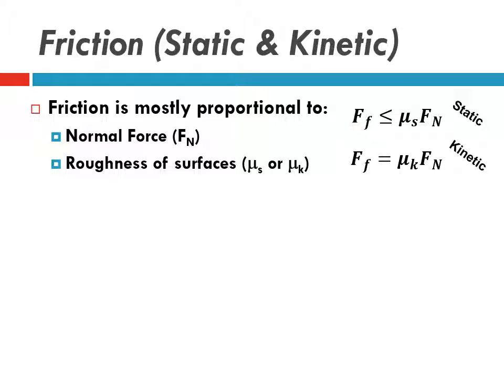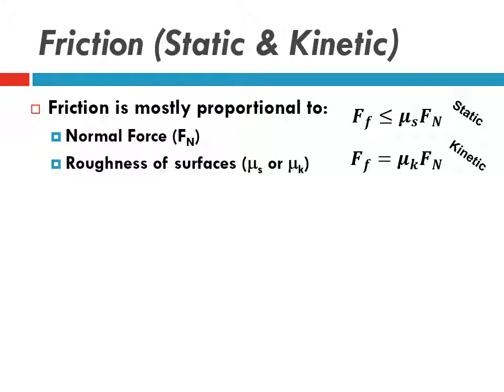So let's say the maximum amount of static friction that can be applied is 20 newtons. If I push on it with 10 newtons, it's not going to push back with 20 newtons, the maximum amount. It's going to push back with 10. So it's just going to do enough to balance. Now, if I push on it with 15, it pushes back with 15. If I push on it with 19, it pushes back with 19, all the way up to 20.